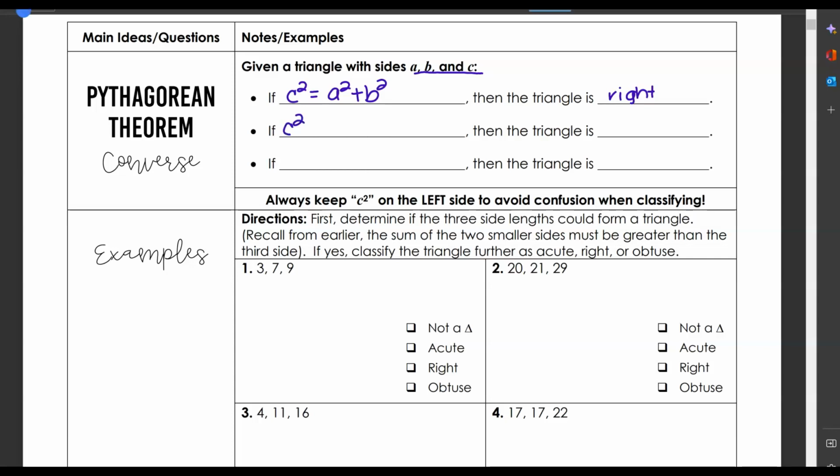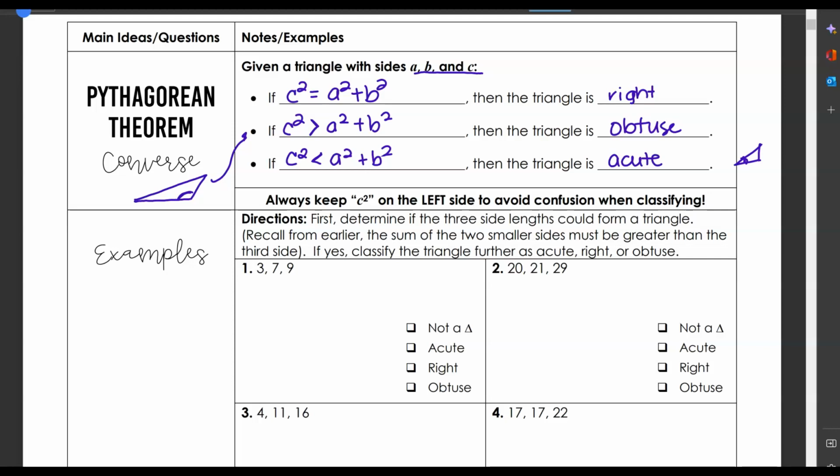Now, what if I don't have C squared equals A squared plus B squared? What if I have C squared greater than A squared plus B squared? Then truly I have an obtuse triangle, which looks something like this, where that angle is going to be greater than 90 degrees. And if C squared is less than the sum of the two sides, then I would have an acute angle, something like this, and we can see that angle is a lot smaller than a right angle.